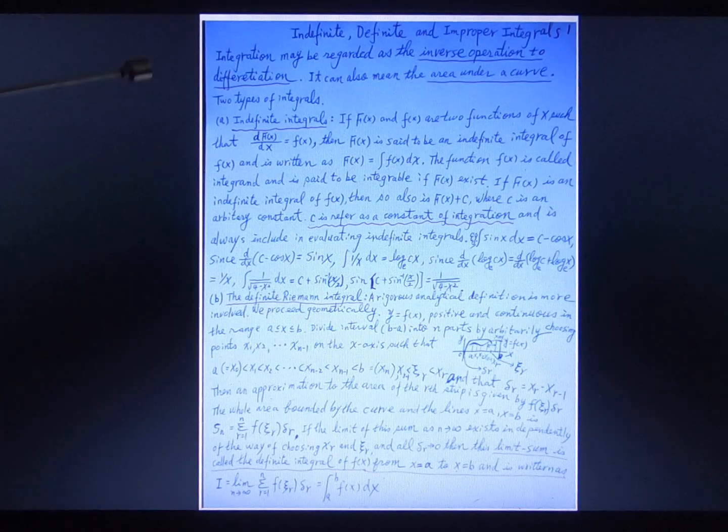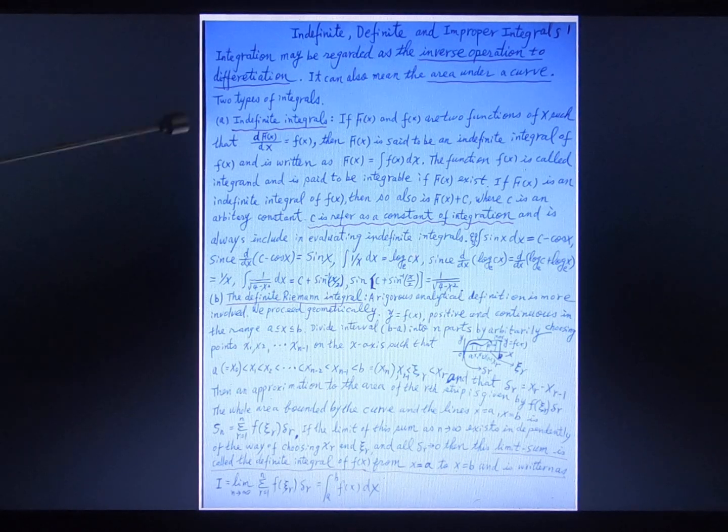And you can consider indefinite integral, where there's no range, definite integral, or improper integral. Improper integral is where the integral is infinity or the range is infinity. Definite integral is from a to b. There's a range from a to b like this.